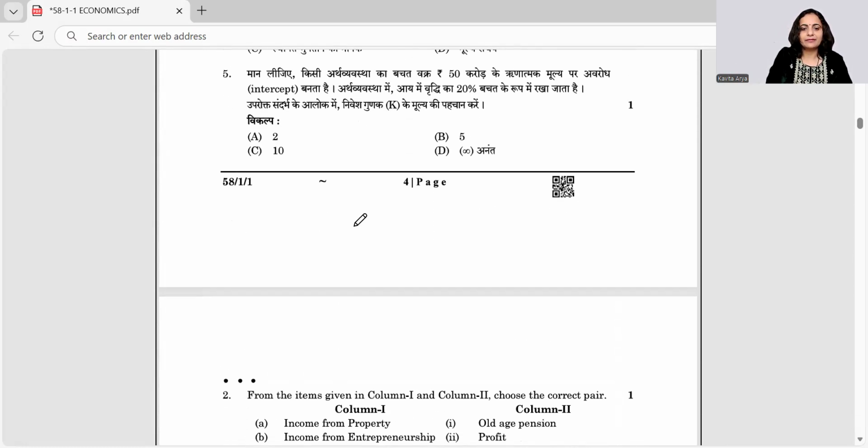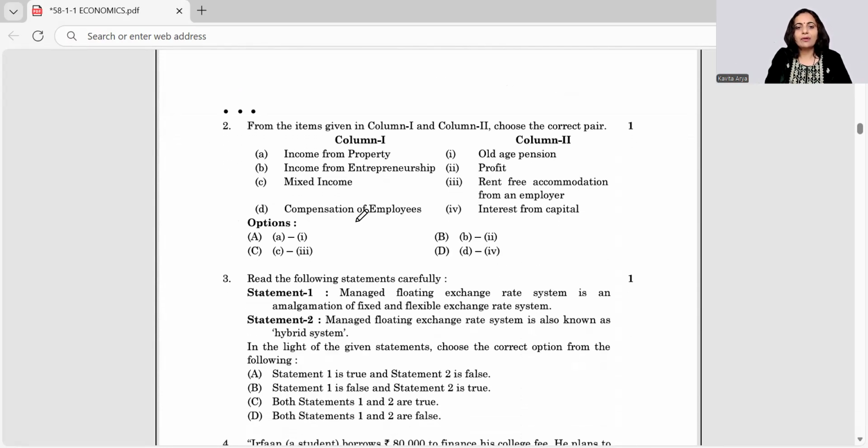Move ahead. We have the second question. From the items given in column 1 and 2, choose the correct pair. So we have to see the options are A1, B2, C3, D4. Students often confuse here and they get confused by matching. It's not a question of matching. You have to just check, is this or this or this or this is the correct format, right?